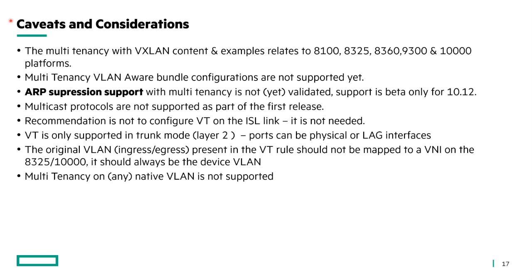Caveats and considerations. The multi-tenancy with VXLAN content I've shown you, the examples relate to the 8100, the 8325, the 8360, 9300 and 10,000 series platforms. Do note multi-tenancy with VLAN aware bundle configurations is not supported with VXLAN, and the ARP suppression support with EVPN with multi-tenancy is not yet validated. Support is beta only for 10.12. It does work, I've tested it in the lab, but we haven't yet tested at scale, so we are still considering this as beta only.